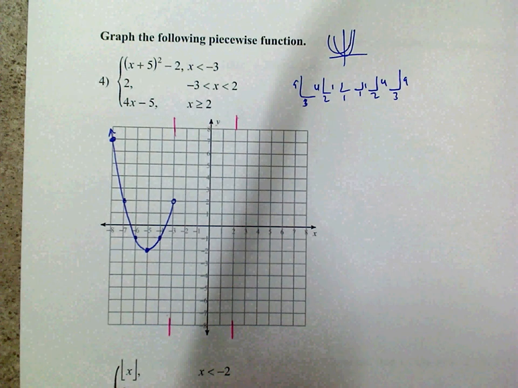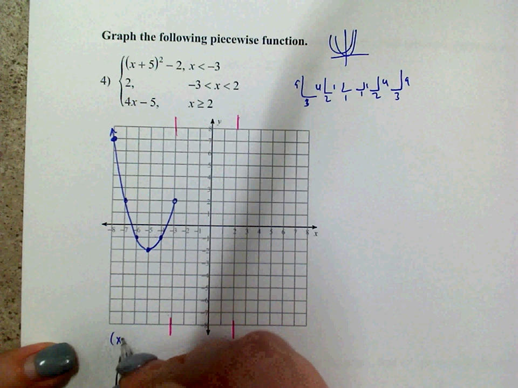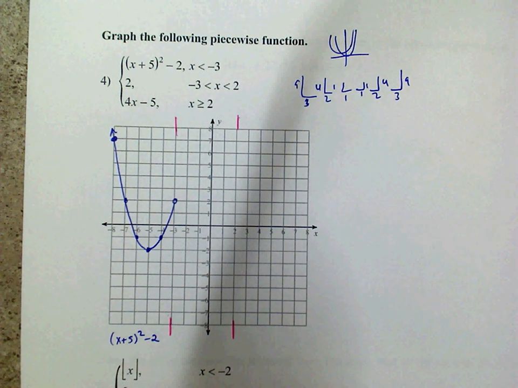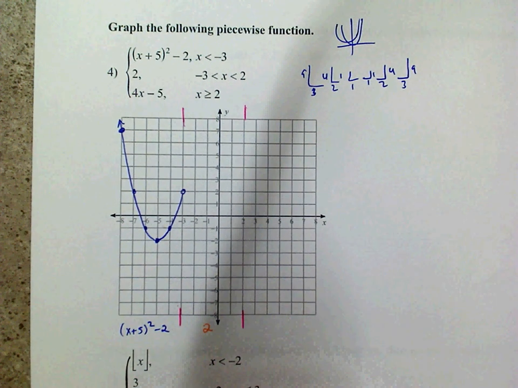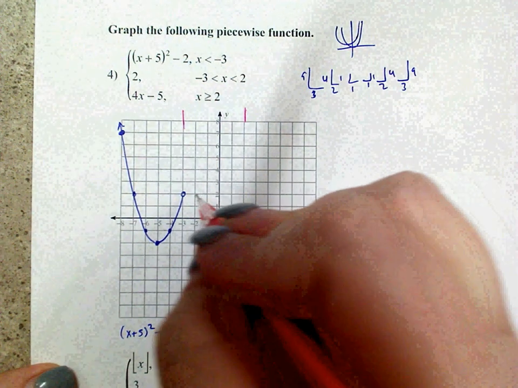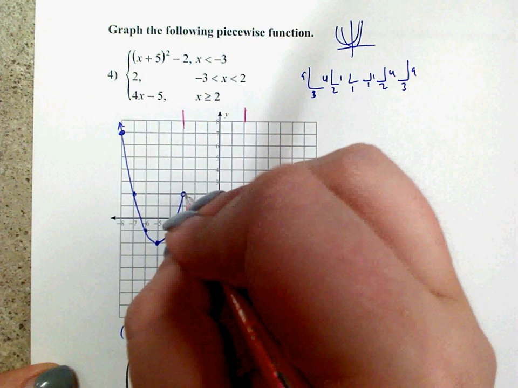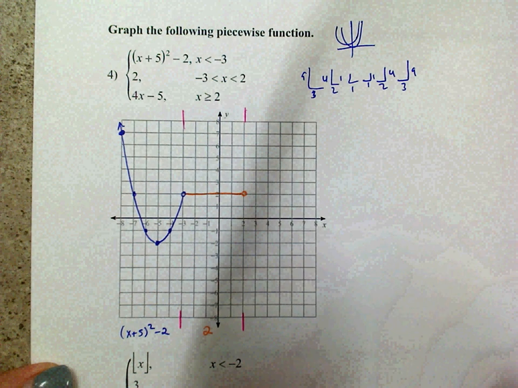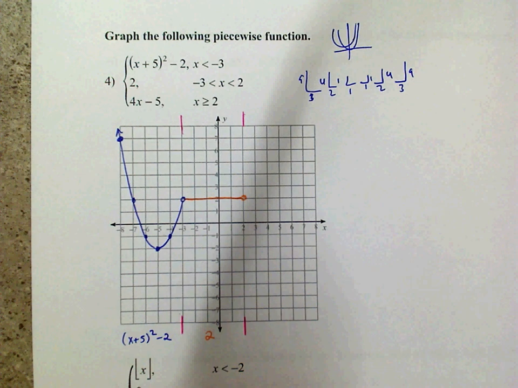All right. So let me go ahead and write that down. (x plus 5) squared minus 2. All right, in the middle part, I have this horizontal line, or just a function too, a constant function, which is a horizontal line. It also does not exist at -3, and it does not exist at +2, so that means an open circle again. And then for this last part, I have a linear function, 4x minus 5.